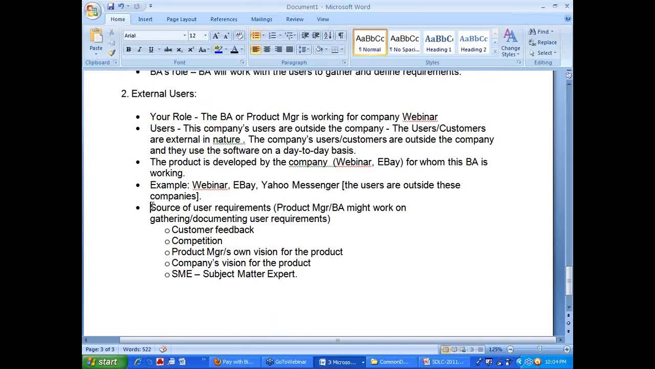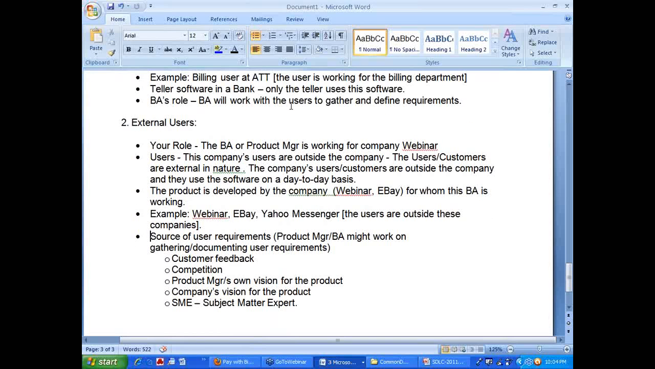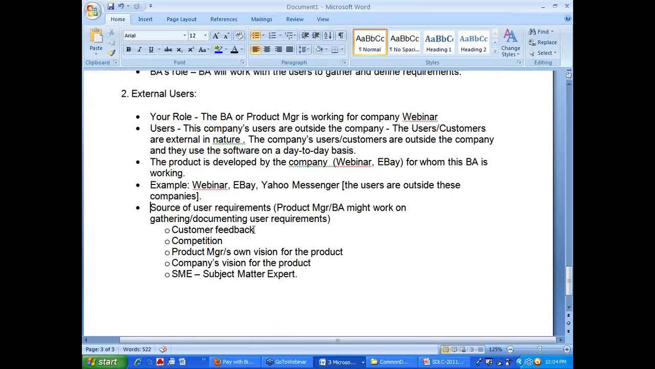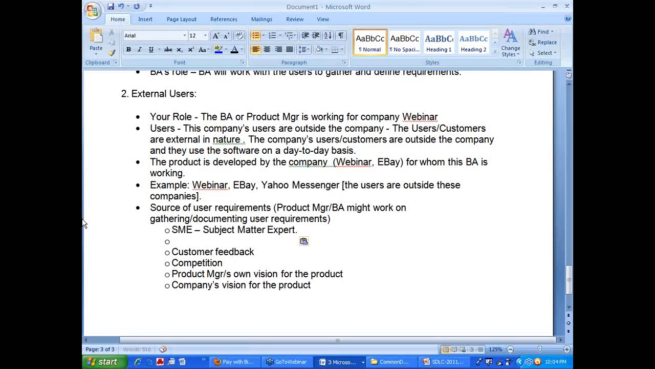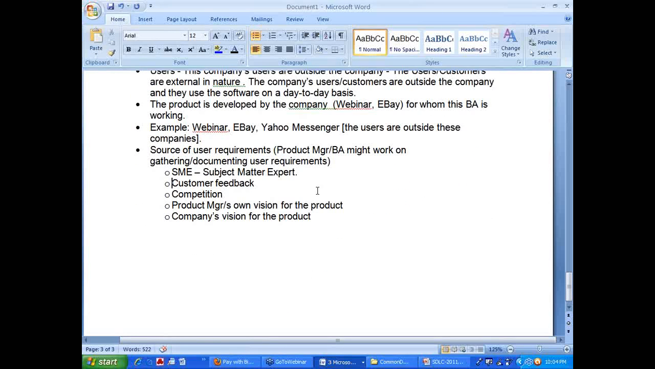Okay. So your user requirements, earlier you were collecting them from the users. Here, what is the source of the user requirements? This is the most important point. In most cases, you work with a person called a subject matter expert. A subject matter expert is an expert on a particular subject. Why would you work with them?